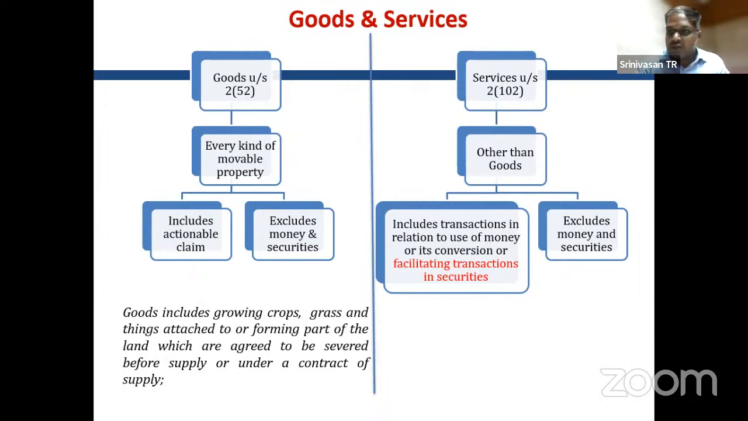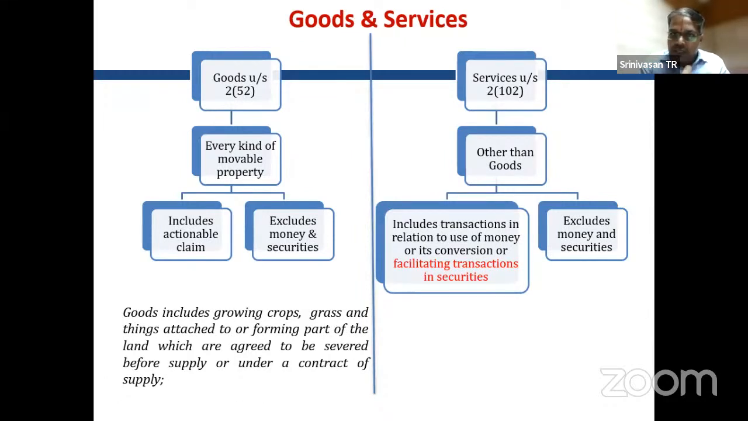Unless we see the definition of the word supply, the word goods cannot be seen on an isolated basis, but every kind of movable property is goods. Anything other than goods is a service. So that's all they said. The service is anything other than goods. So they have just not made too much complication.